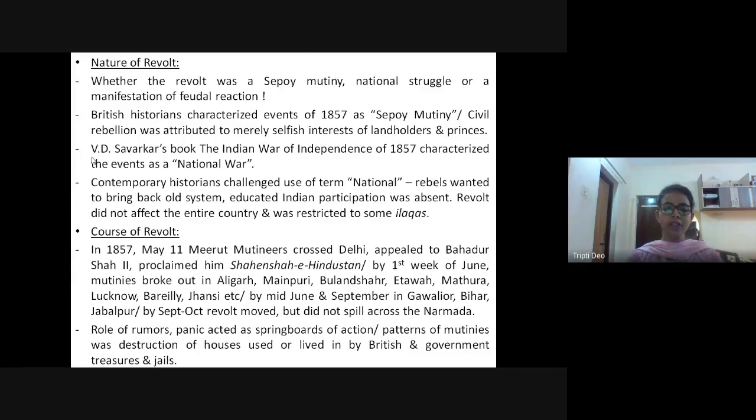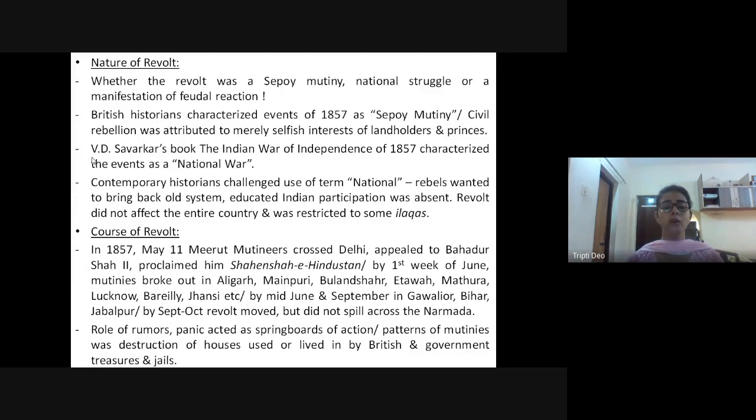These are three characteristics given by historians according to the way they have perceived the nature of the revolt of 1857. British historians characterized the events of 1857 as a sepoy mutiny. Sepoy mutiny means the soldiers carried out a small mutiny, not at a big level, but the sepoys, the soldiers, rose against the Britishers in some regions.